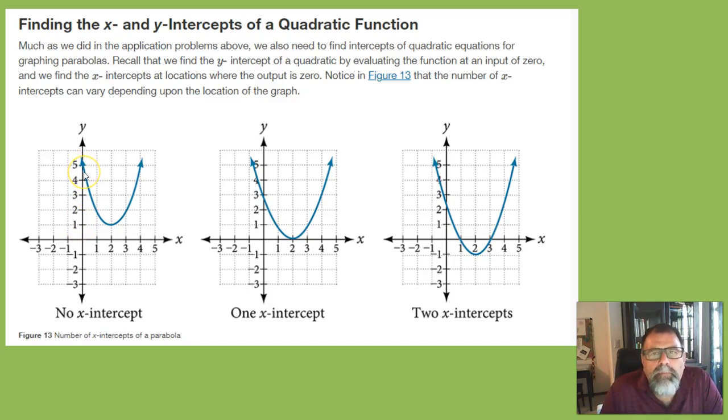Now for the x-intercept, you set it equal to 0 and solve it for x, and you can have three possibilities here. You can have no solution to that. So if you have no solution, you'll have no x-intercept. If it has one solution, it'll be one x-intercept. And if it has two solutions, you'll get two x-intercepts. So depending on the parabola, when you set the equation equal to 0 and try to solve it for x, you can get 0, 1, or 2 solutions, which will give you no x-intercept, 1 x-intercept, or 2 x-intercepts.